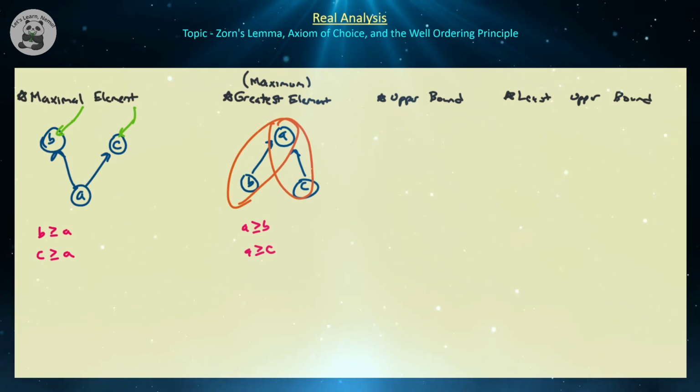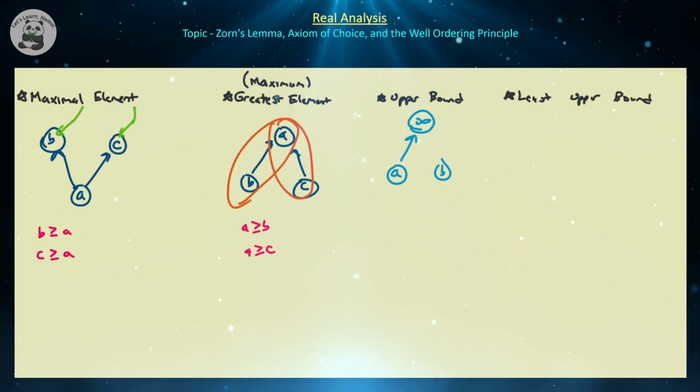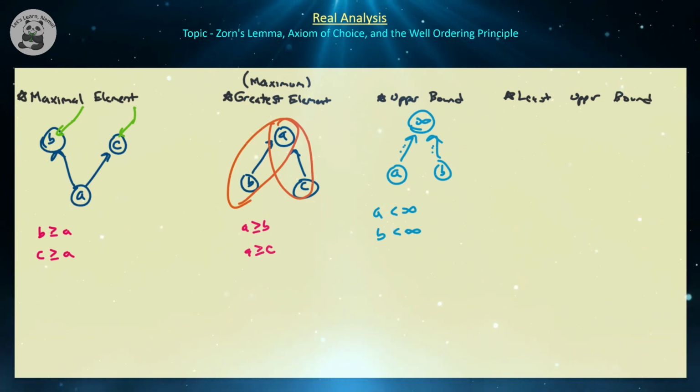And upper bound, again, that's where we have, for example, some symbol like infinity, let's say, and we have A here, and we have B here. But infinity typically is not defined as a number, more so a concept. Here we have A is less than infinity and B is less than infinity, but in this case infinity does not necessarily belong to our poset, so technically these are dotted lines, not really arrows, because you can only approach it but never touch it. So in that case, infinity would be an upper bound for that particular set.